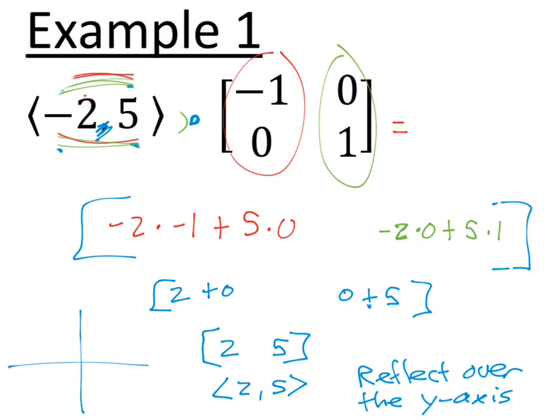And if you're wondering what it looks like on a graph, -2, 5 would be here. And then it turned into 2, 5, which would be like this. Oh, sorry, like this. Hey, that's just a reflection over the y-axis.